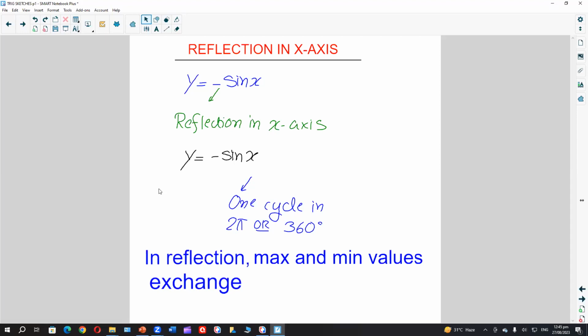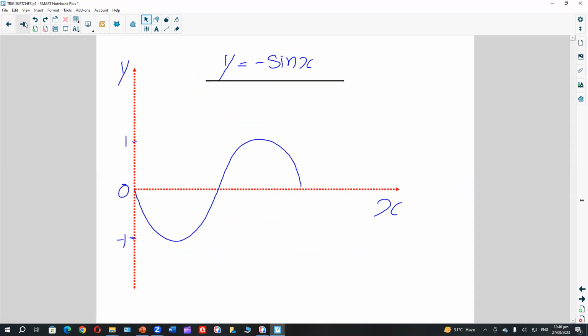Done. Sir, I'm done with this. Good. So the negative sign is there. Now look at the shape. This is minus sin x. Look at the flip.